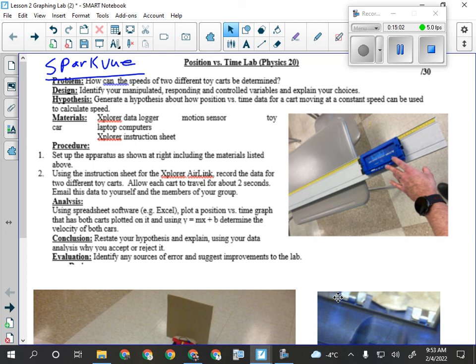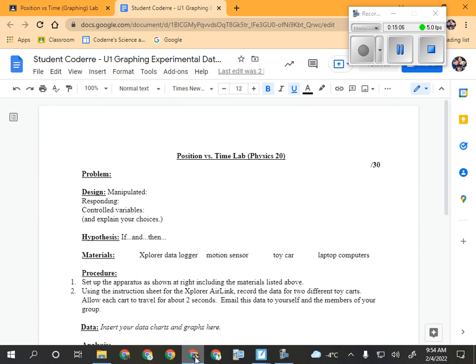Then you're going to have your design. And in your design, you are going to have your manipulated, responding, and controlled variables. And you need to explain each one. You can't just say, the manipulated variable is time. Spoiler alert. The manipulated variable is time. Maybe you wrote that down. Weird. Just kind of giving you an answer there.